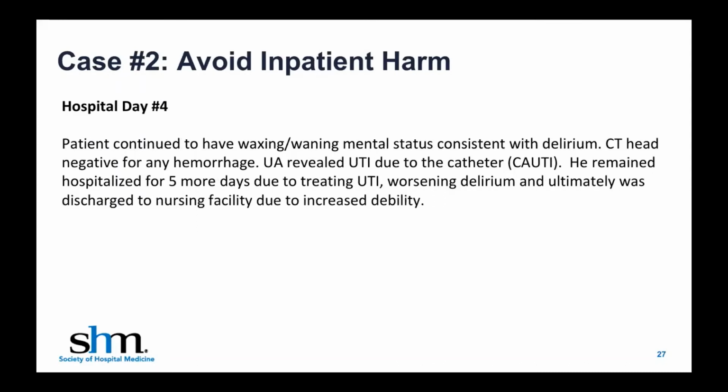On hospital day 4, he continued to have waxing and waning mental status consistent with delirium. The CT head was performed, which was negative for any hemorrhage. Unfortunately, his UA revealed a UTI secondary to his catheter. He then remained hospitalized for 5 more days, requiring treatment for his UTI, worsening delirium, and ultimately ended up being discharged to a nursing facility because of his increased instability rather than home, as had been originally planned.